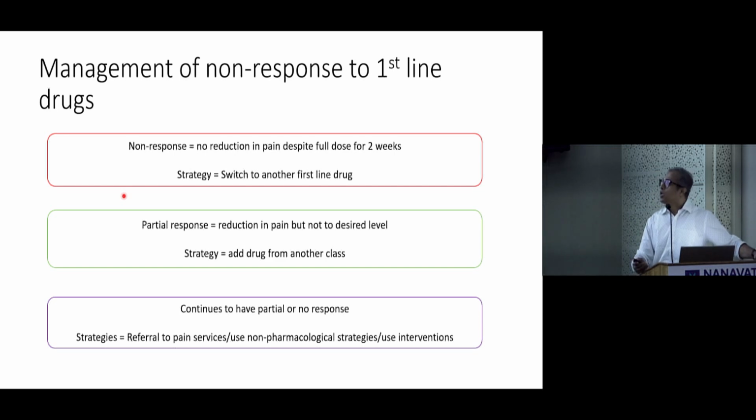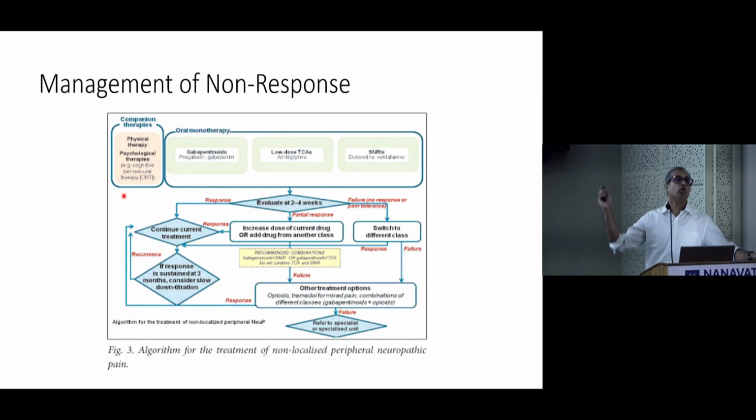The third is that the patient continues to say that I don't have any response. You have used 2-3 drugs, or it continues to be a partial response. Use something else. Use an intervention. You refer the patient to somebody who has more experience in using these kind of drugs. Use non-pharmacological methods for treating this patient. So this is what I described in the previous slide. This is the algorithm for that.